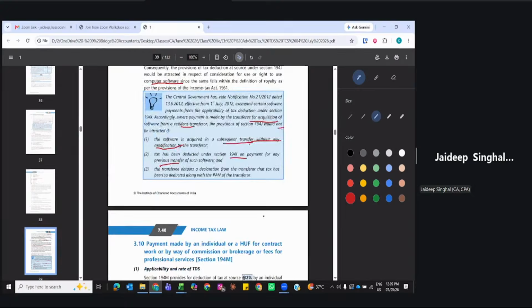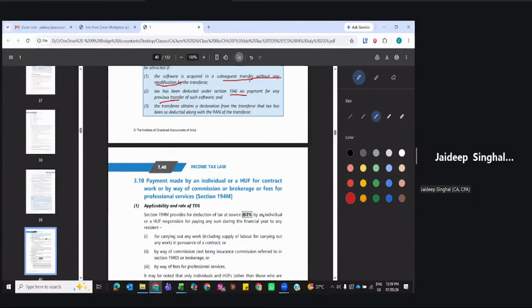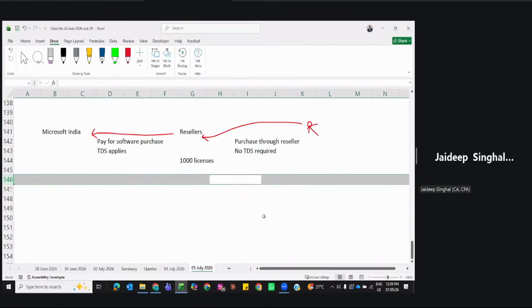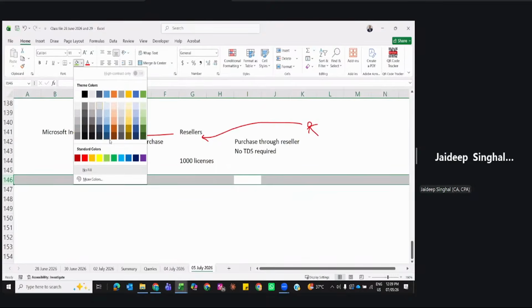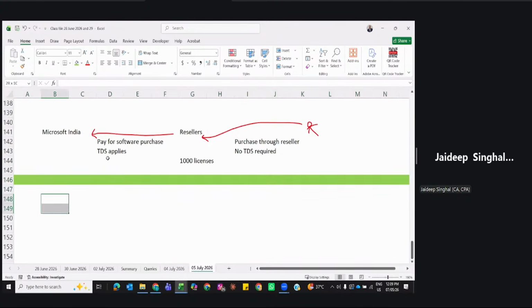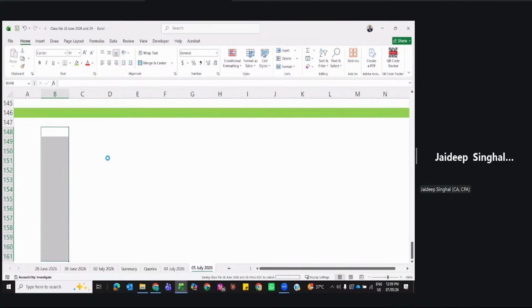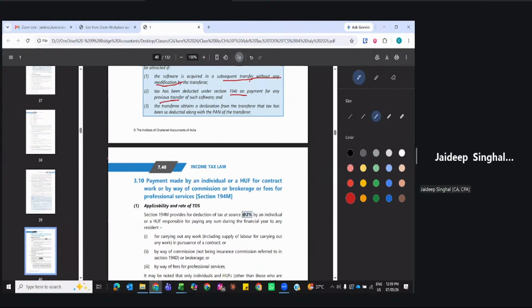Clear? So this is section 194J. I hope it's clear till here, everyone. Are you with me till here? I hope the speed is fine. You are able to understand. Okay, done. Next.